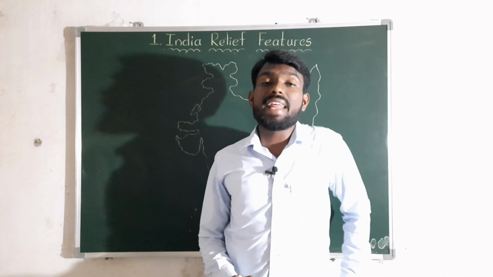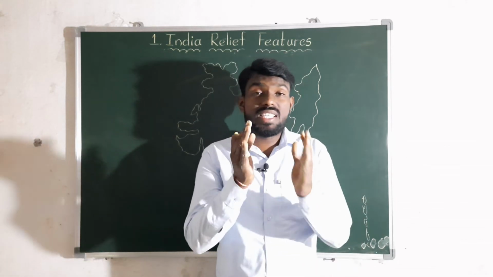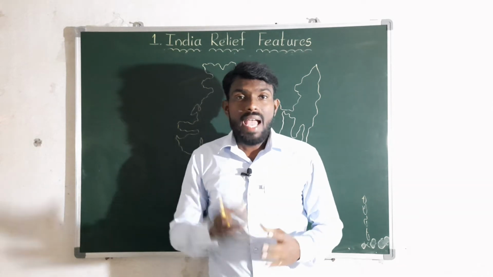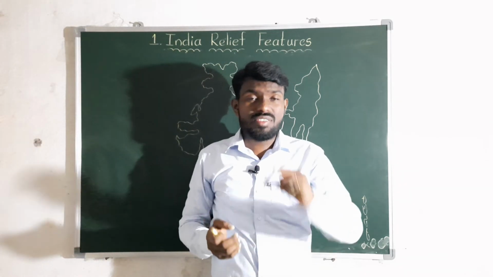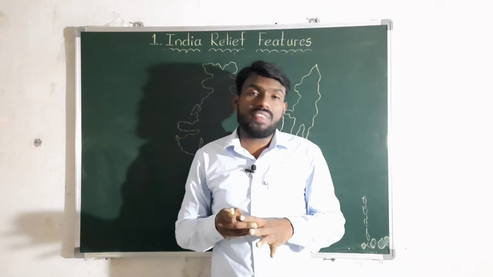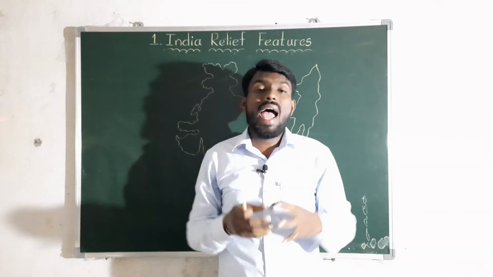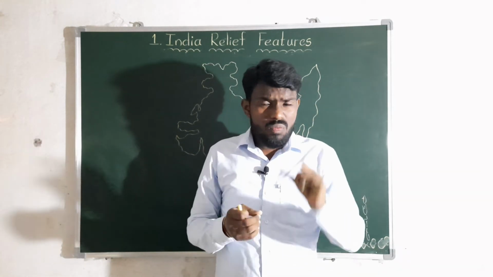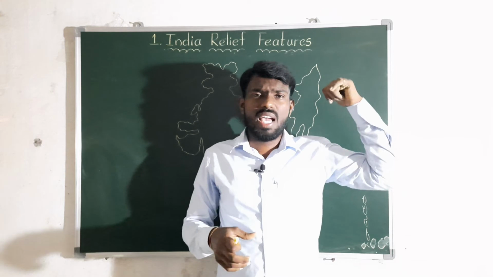Peninsula means a land area which has water on three sides, and the one remaining direction is land. This kind of geography, this kind of land, is called a peninsula. Now we will apply this definition to India.